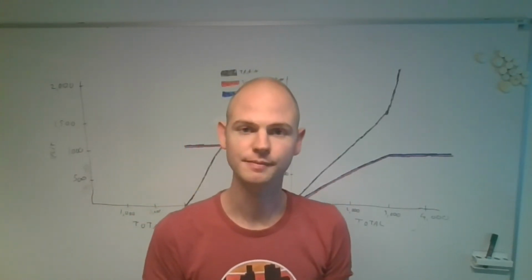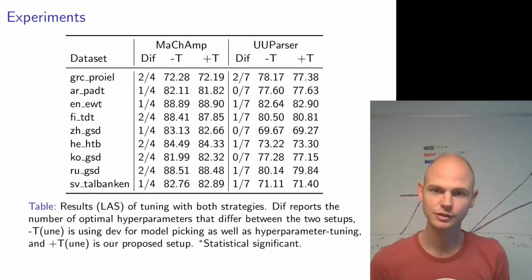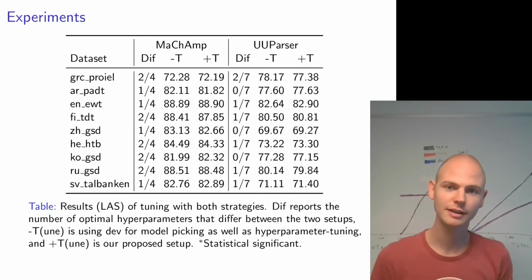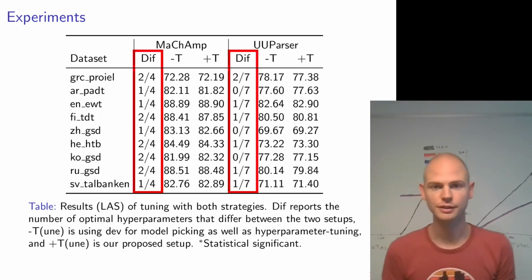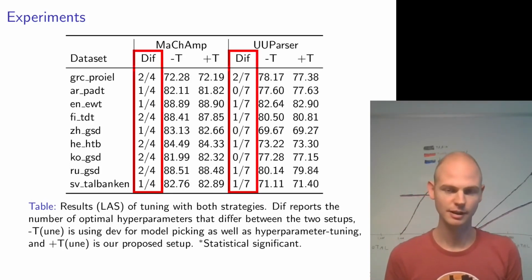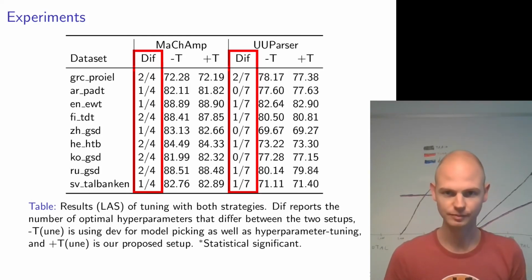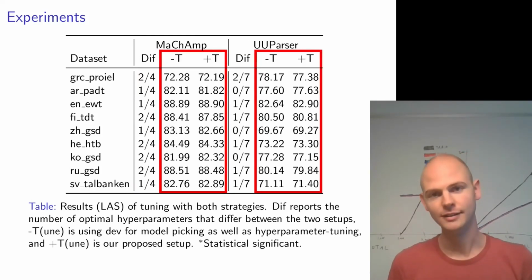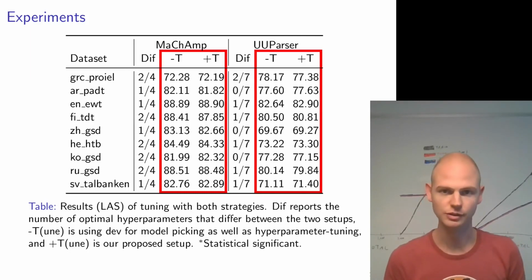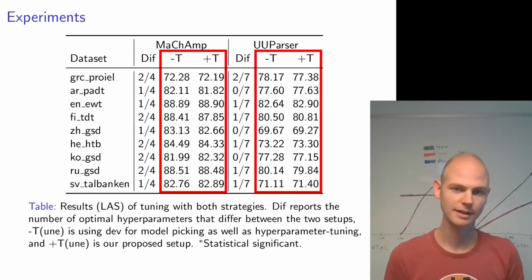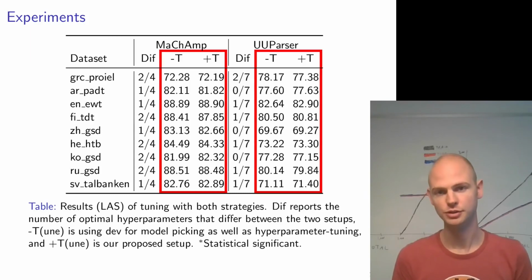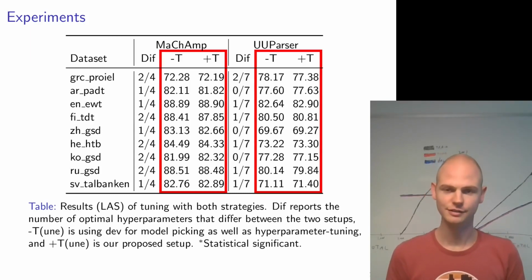Then to the results. So in this table we have our results, where on each row we have a treebank, and in the columns we have the two different parsers. First, we report the amount of different hyperparameters found when finding the optimal model. And we can see that in many setups the hyperparameters are at least slightly different. Then we can also see the results when not using a tune set, here the minus t, and when using the tune set, here the plus t. And we can see that the differences are very small.